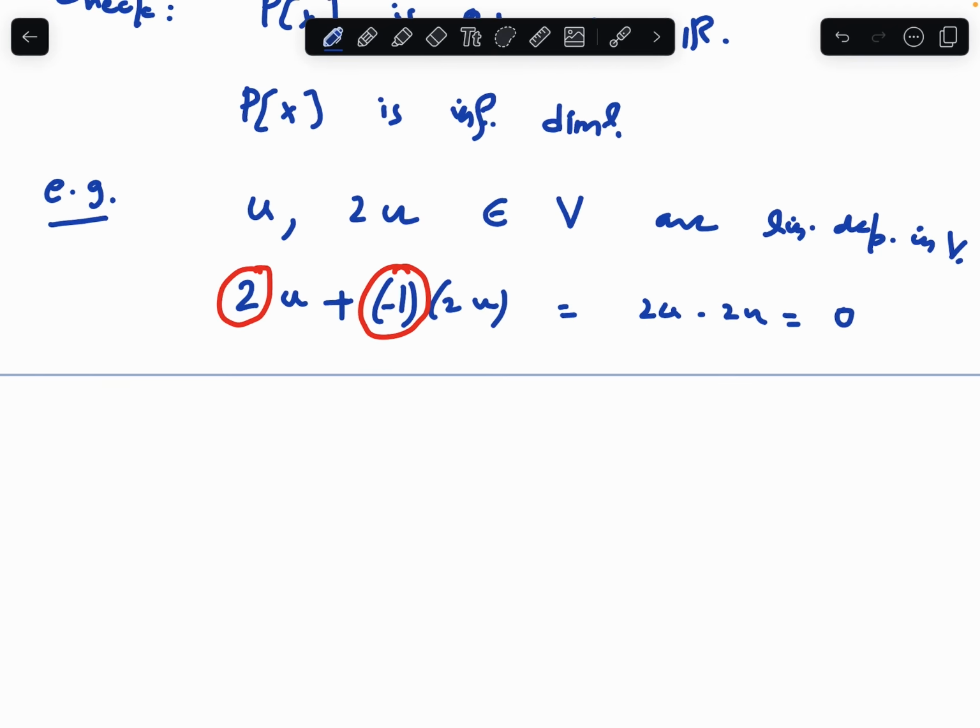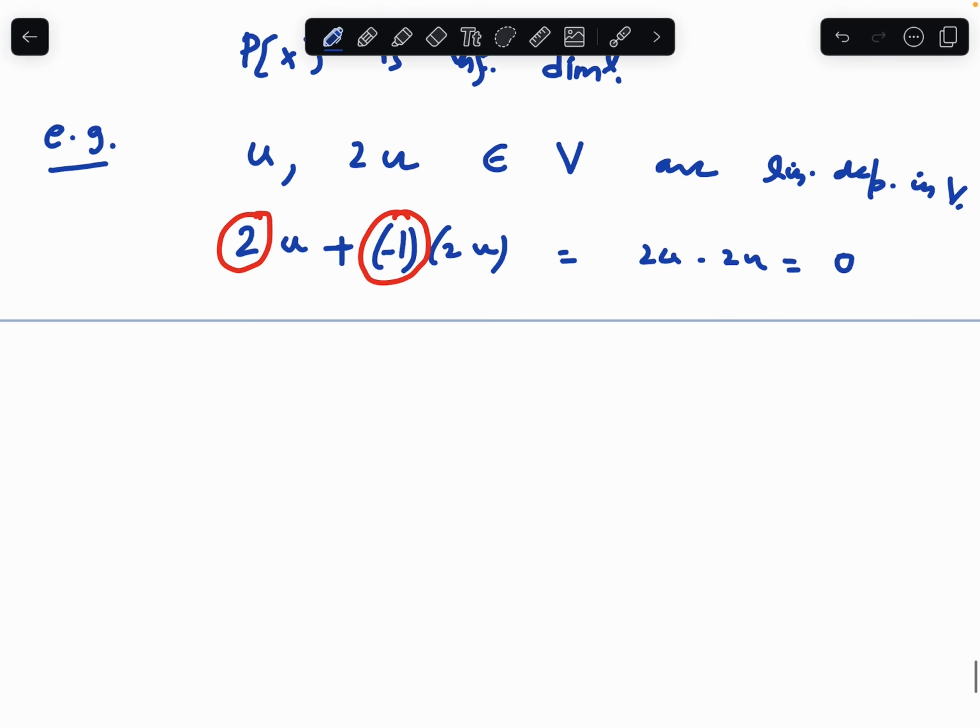So that is the meaning of linear dependence actually. That is, one is a linear combination of the others. That is the meaning of linearly dependent. So here you can see 2u is just 2 times the first vector. That's why it is linearly dependent. Anyway, let's move on.